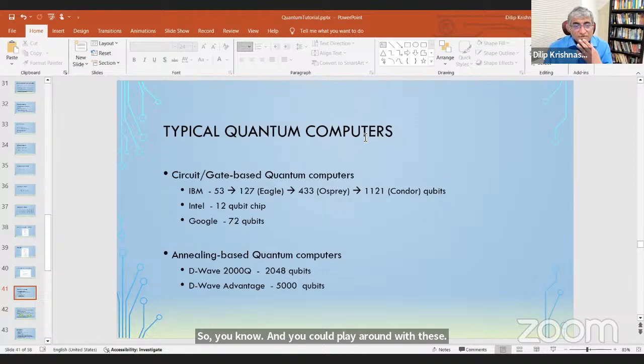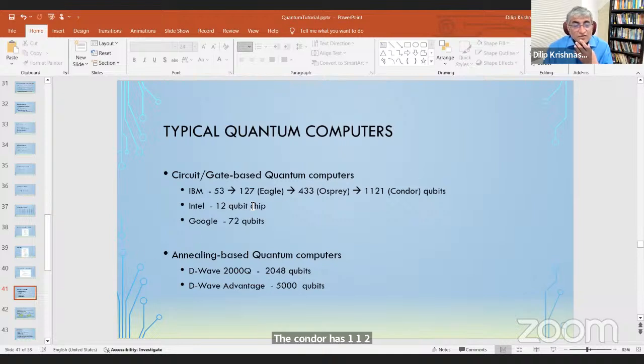Now, typical quantum computers are gate-based. IBM, Intel, Google. IBM has been increasing the number of qubits available. Initially it used to be 53, then went to 127. It was called the Eagle quantum computer. And then the Osprey had 433, and now the Condor has 1121 qubits.